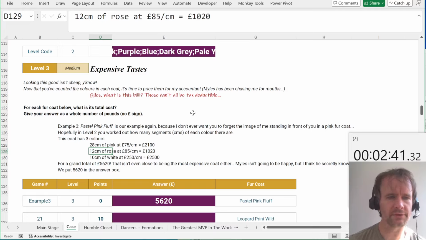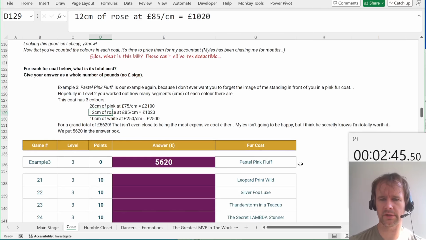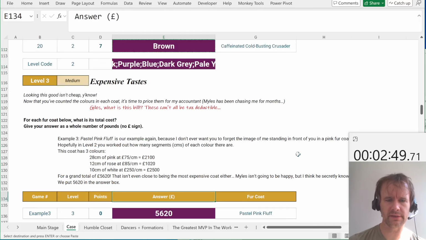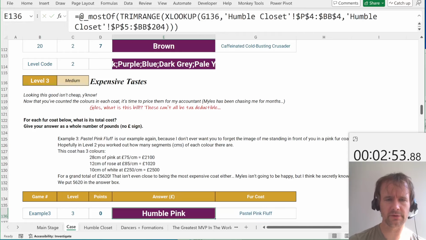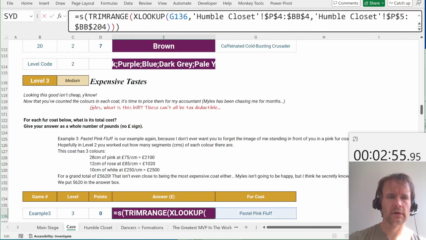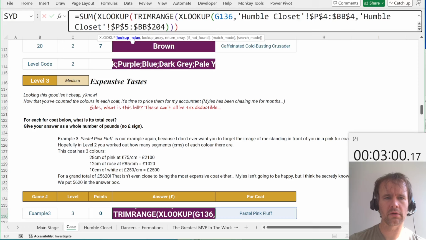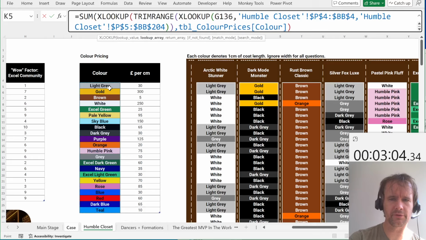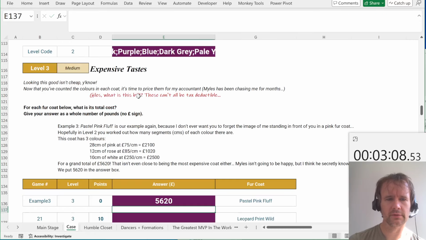Level 3. For each fur coat below, what is its total cost? Give your answers as a whole number of pounds, no pound sign. Okay. So I think it'll be back to this again, but instead of most of, it'll be some XLOOKUP. Sorry, what was the answer there? 5620. Some XLOOKUP, all of this stuff in. Should have made it a VLOOKUP. Elliot, if you're watching. Oh, it's a table. Look at that. It's a table. That's so useful. Cool.